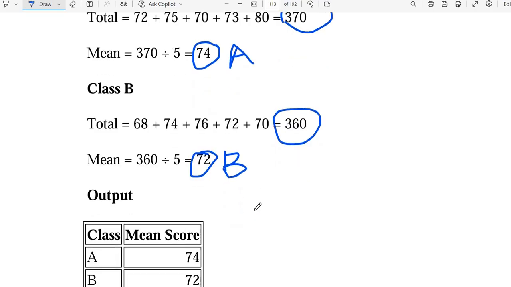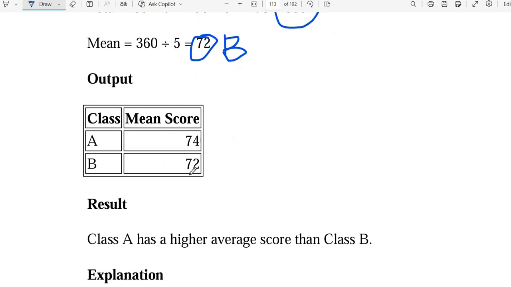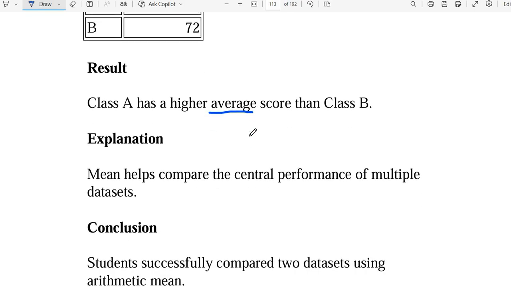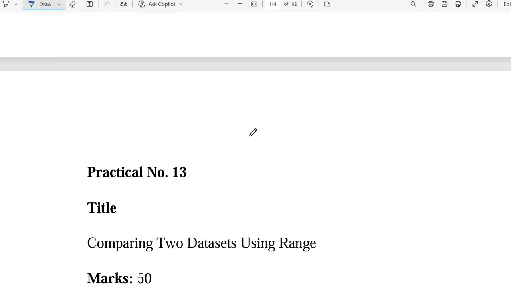Now we have to compare both the means. Class A is 74, class B is 72. Therefore, class A has a higher average score than class B. Mean is nothing but average. Therefore, we write here higher average. Class A has the higher average, right?